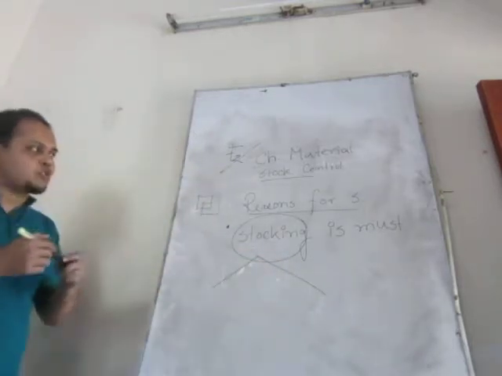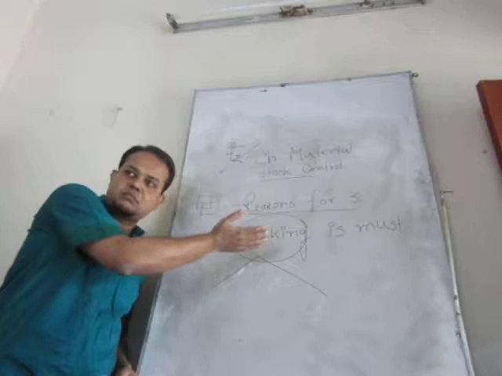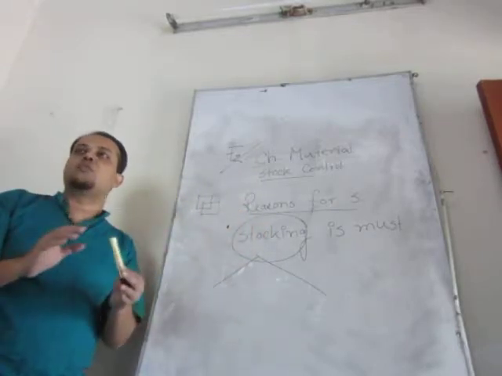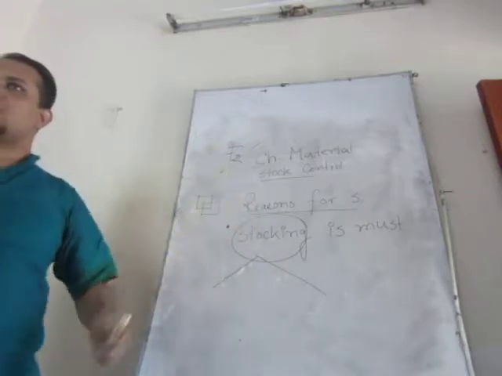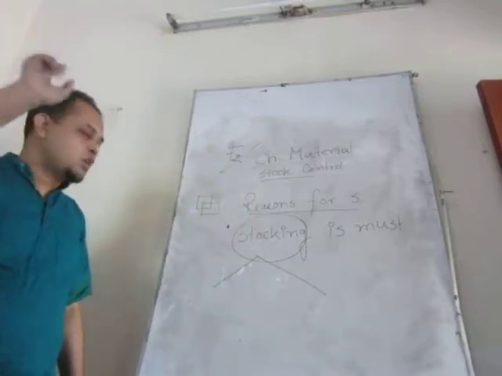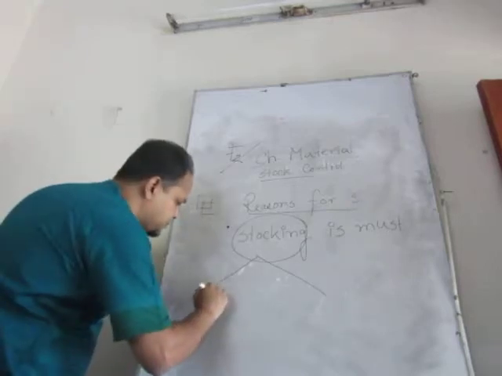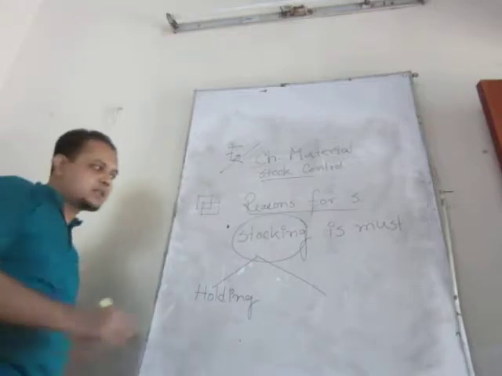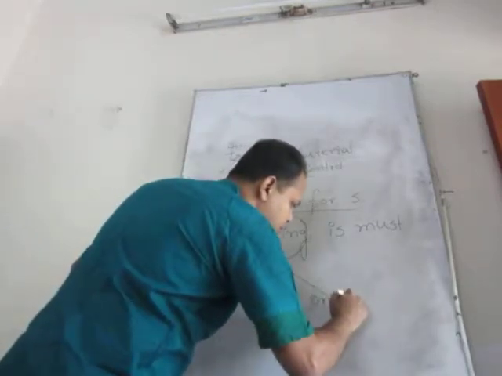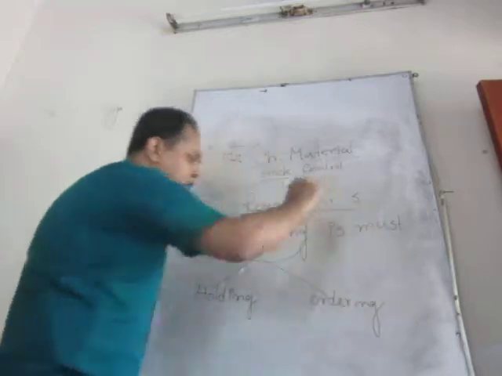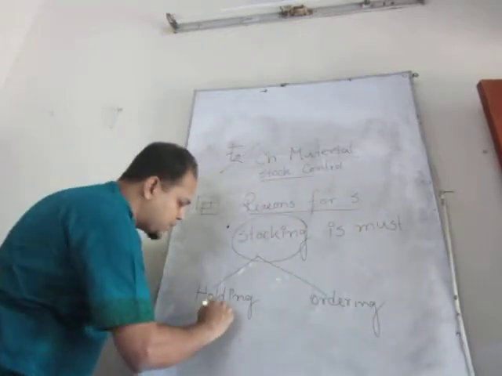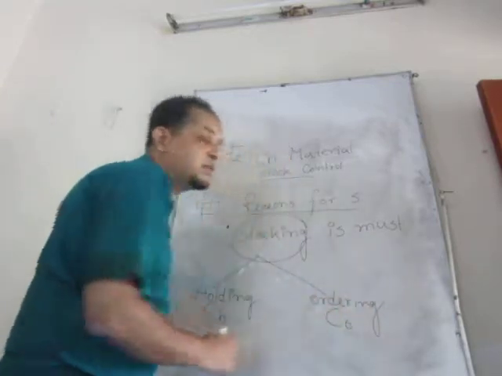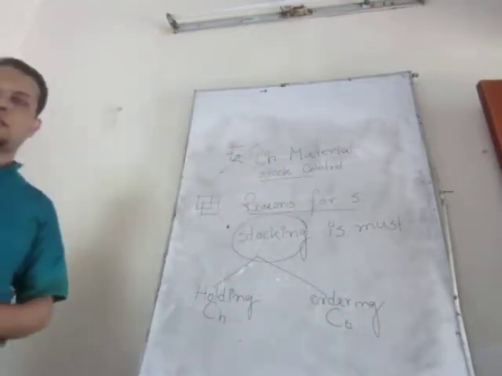So, what about the different kinds of cost related with this stocking or inventory maintaining? Depending upon some criteria, characteristics, we can divide all those costs into two different groups. One is holding cost, another is ordering cost. Holding cost per unit is symbolized by CH and ordering cost per order is symbolized by CO, right? That's it.